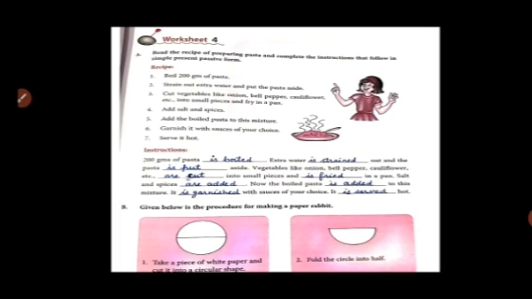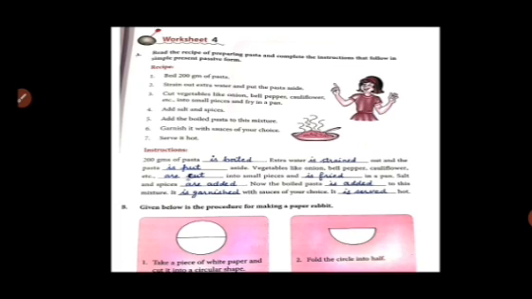Read the recipe of preparing pasta and complete the instructions that follow in simple present passive form. Here you can see there are some sentences and we will complete the paragraph with the help of these sentences. Boil 200 gram of pasta. 200 gram of pasta is boiled. This is the simple present, so we use is for singular and are for the plural and V3.